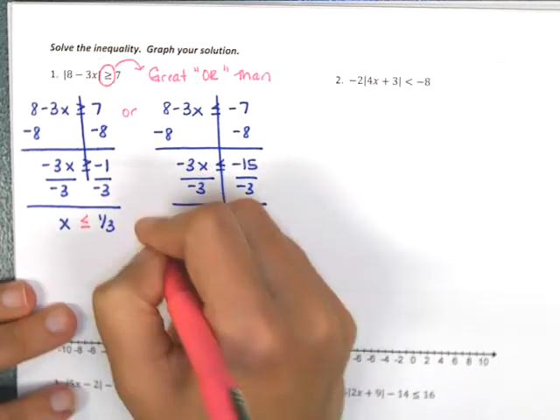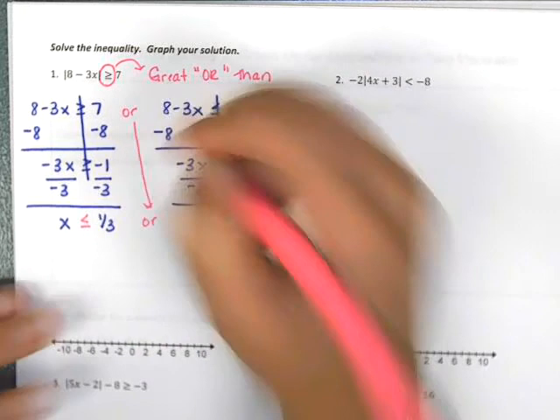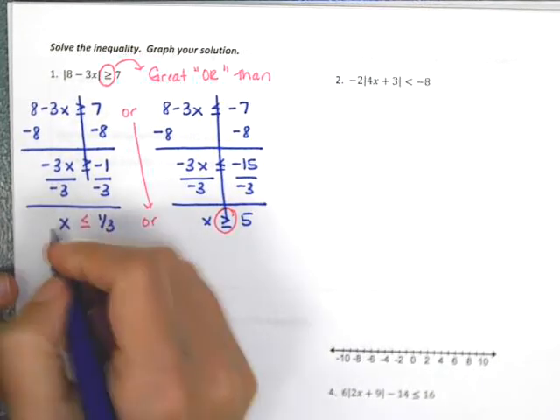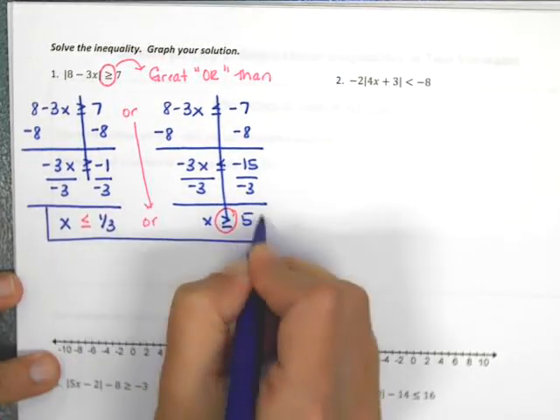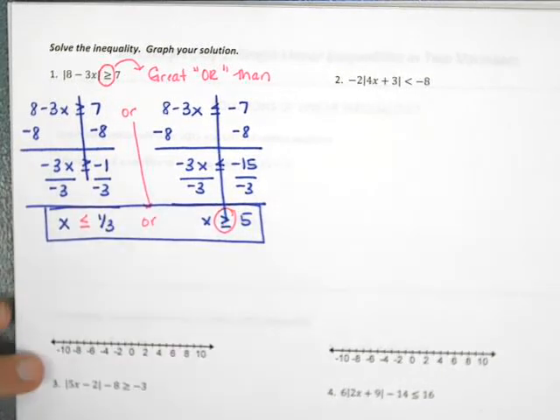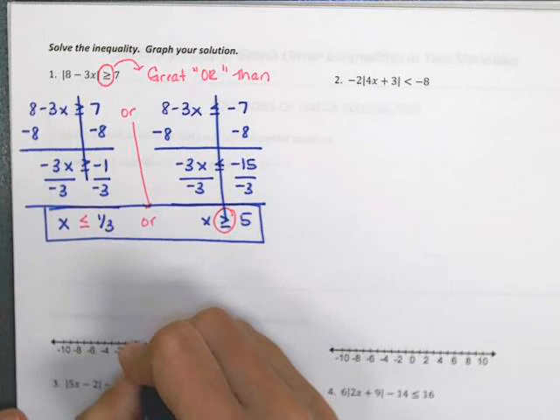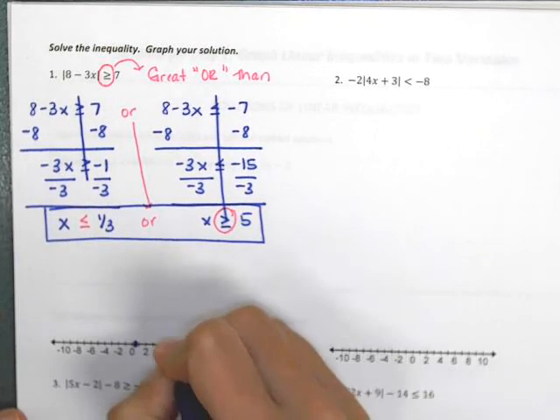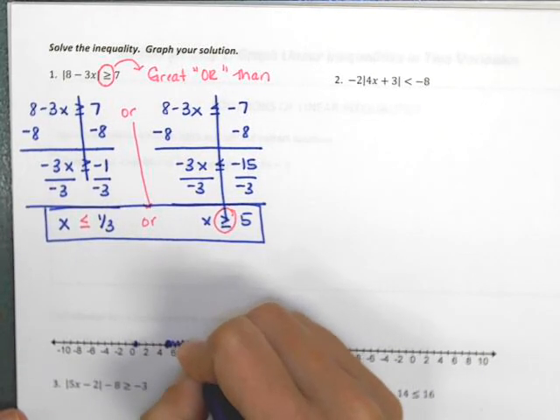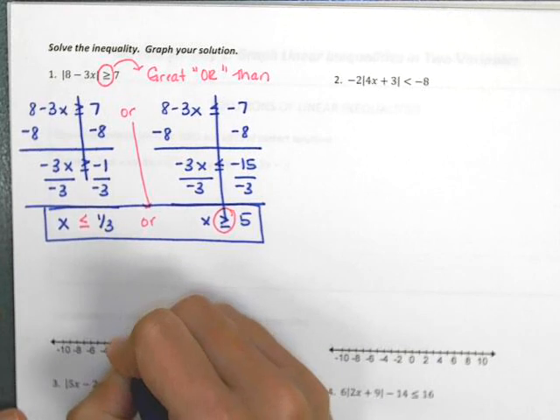Now my last step here is just to copy down the word "or" in the middle. And this is my final answer. At the very end, I'm just going to graph my solutions. So closed circle on the 1/3, closed circle on the positive 5, shade to the outside.